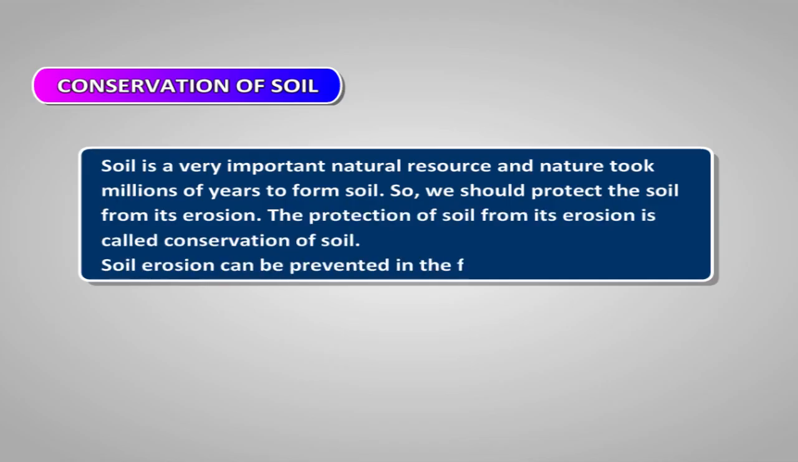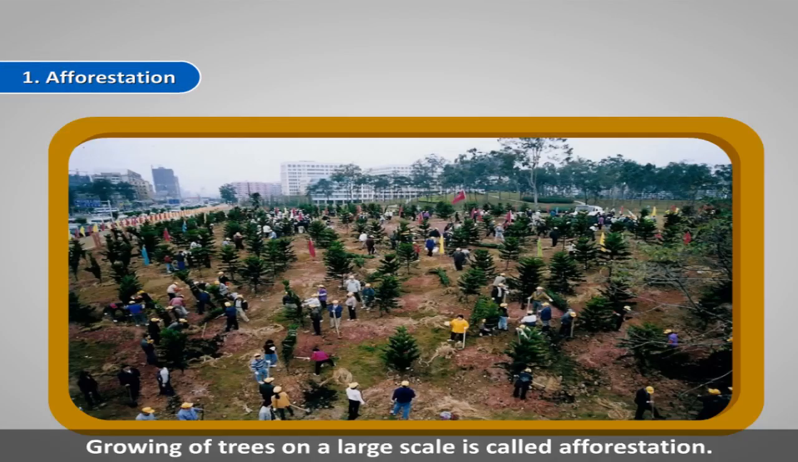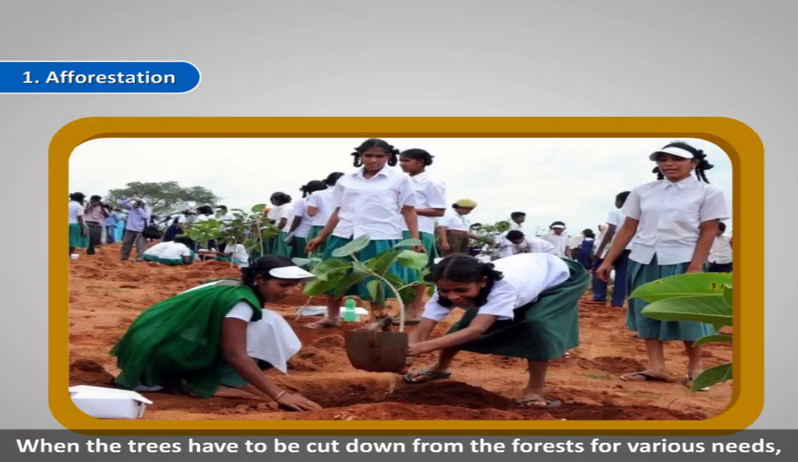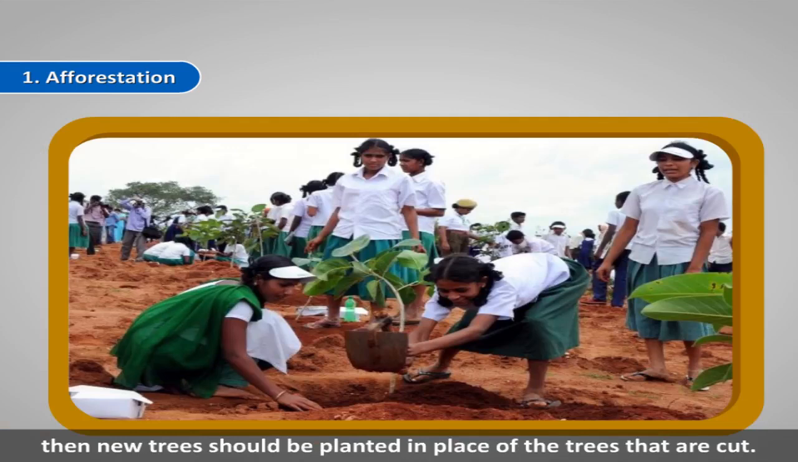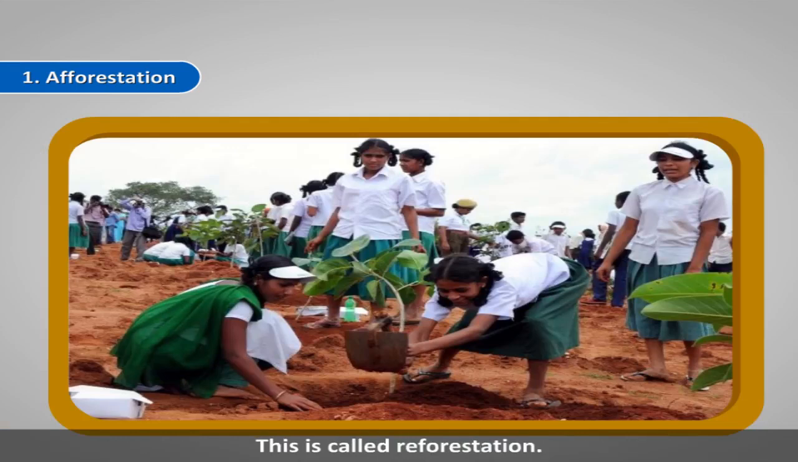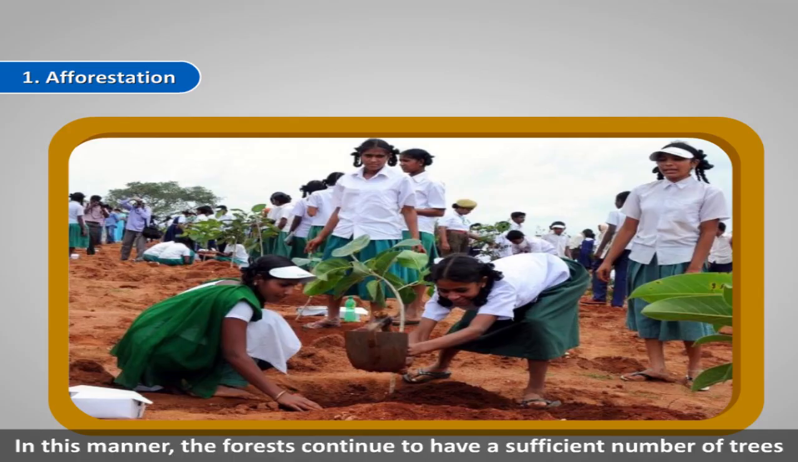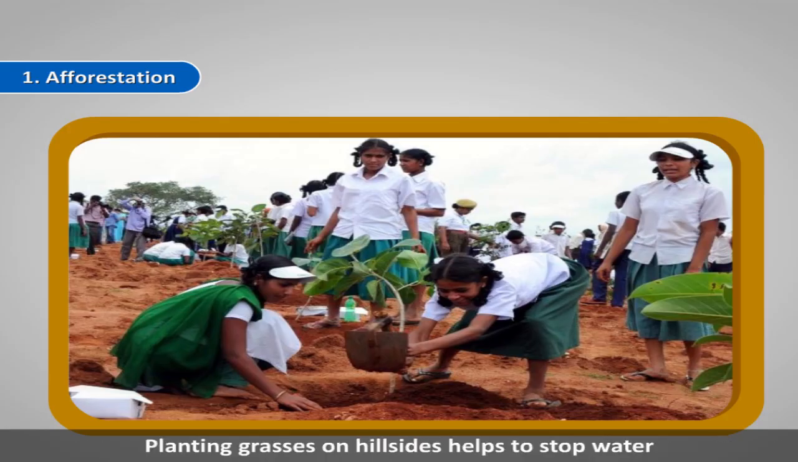Soil erosion can be prevented in the following ways. 1. Afforestation. Growing of trees on a large scale is called afforestation. If the trees have to be cut down from the forests for various needs, then new trees should be planted in place of the cut down trees. This is called reforestation. In this way, the forest will continue to have a sufficient number of trees all the time. Planting grasses on hillsides helps to stop water from carrying away soil.